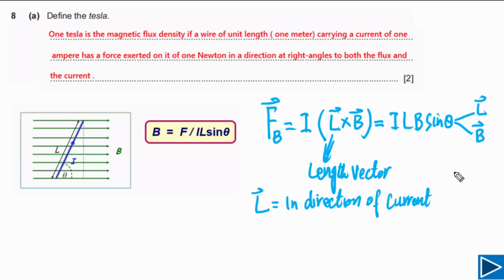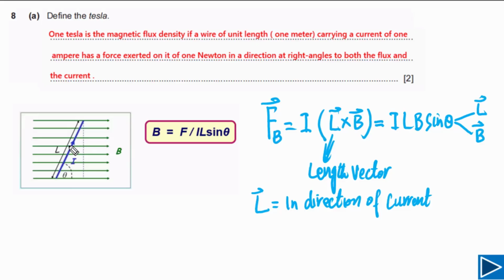Current in fact is a scalar, so it is better to say theta is the angle between the L vector and the B vector, not the angle between I and B. The magnitude of the angle is the same, but this is the proper way to say theta is the angle between the L and B vector. Now what is the direction of the L vector in this case?